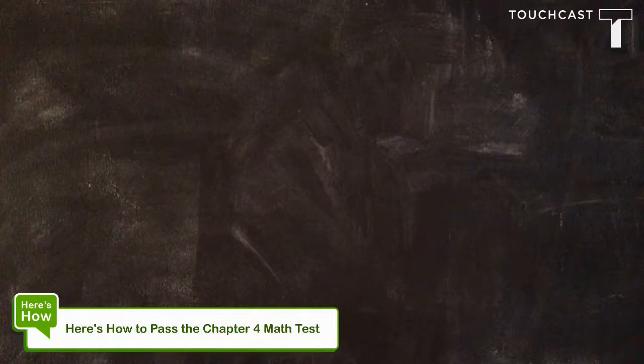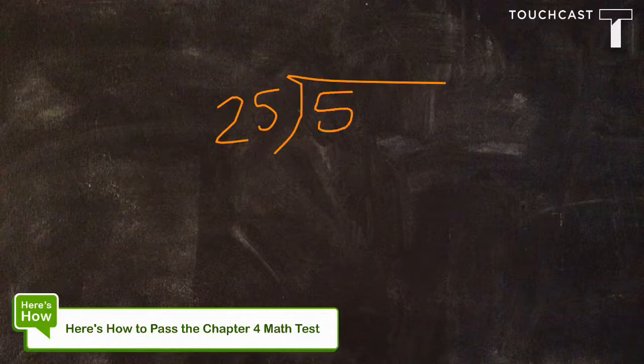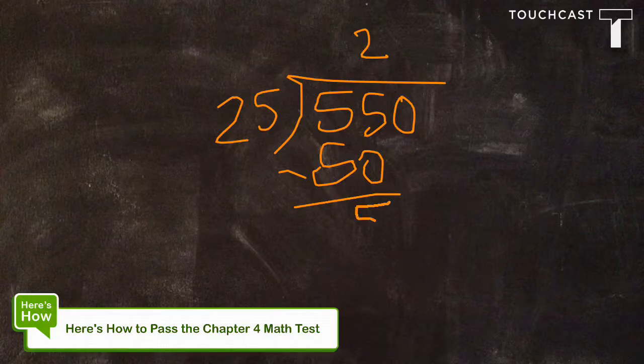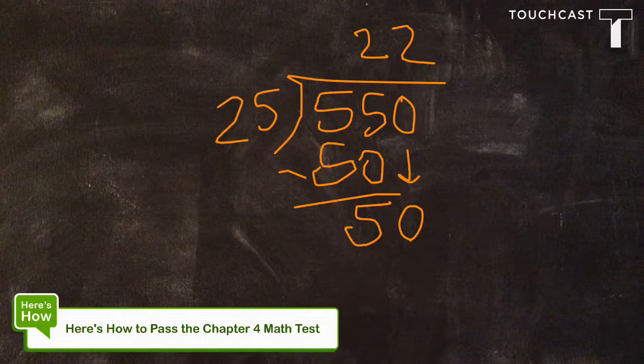Double-digit division is going to look something like this. 25 into 550. 25 goes into 55 2 times. 2 times 25 is 50. We subtract, get 5, bring down the 0. 25 goes into 50 2 times. That is double-digit divisor division. If this gives you trouble, write it down.